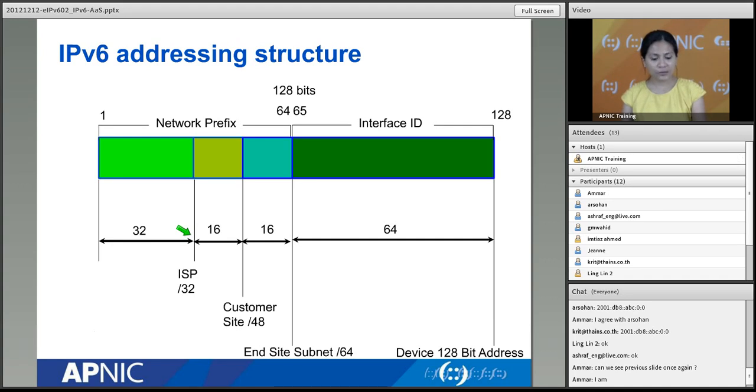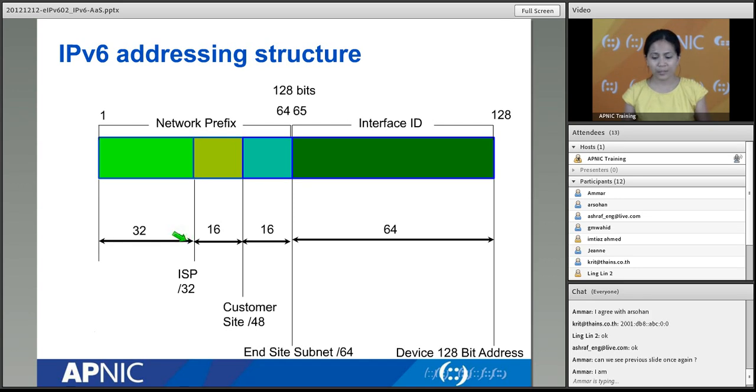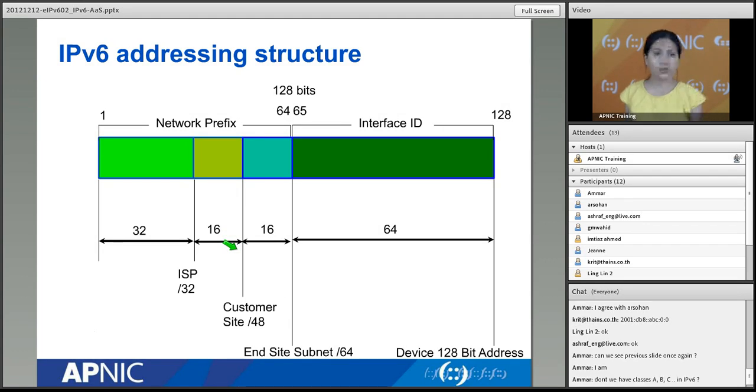So slash 32 is usually given to a service provider. You can, of course, request for more, but if you think about it, slash 32 is already very huge. Why? Compare that with IPv4. That is already equivalent to the entire IPv4 address space. That's how big a slash 32 block is. But, of course, if you have a need and you can justify it, you can request for more than a slash 32. Now, from that, each service provider gives anywhere from a slash 64 to a slash 48 to their customers. That's usual. This space is, of course, to allow you to have more customers. If you're giving out slash 48 for each customer, you will have 2 raised to 16 customers for a slash 32.